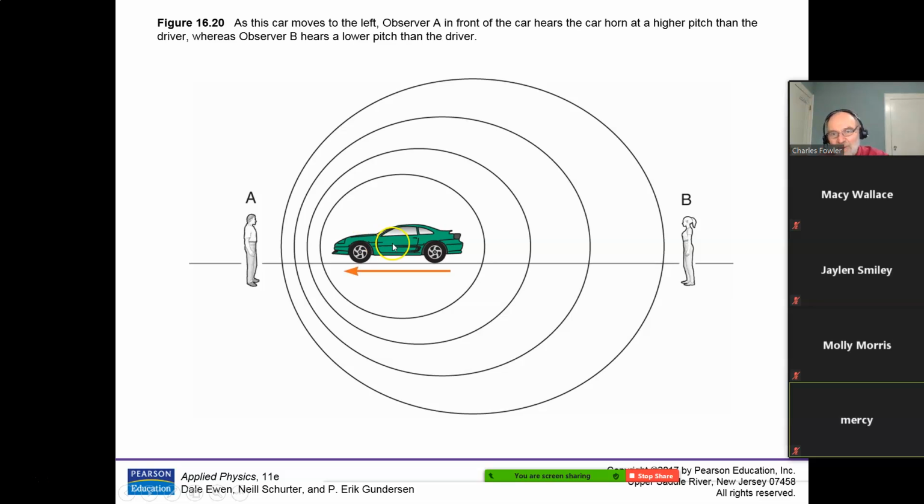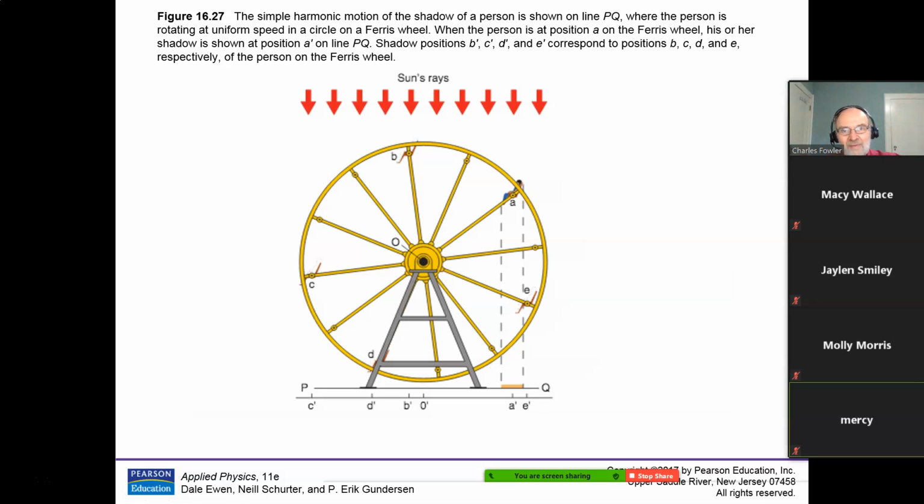It's the same horn. He hears a high frequency, she hears a low frequency, because the car's movement compresses the waves on the left-hand side, rarefacts or makes them further apart on the right-hand side. So she hears a decreasing frequency, he hears an increasing frequency. That's the Doppler effect. The horn is something in between what he's hearing and she's hearing, and it's by that formula we just did. Okay.